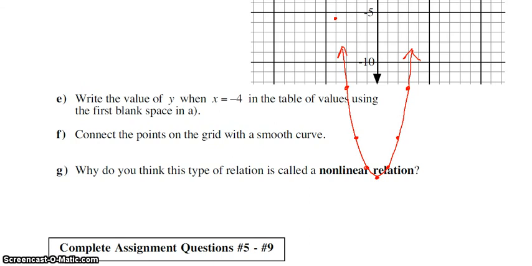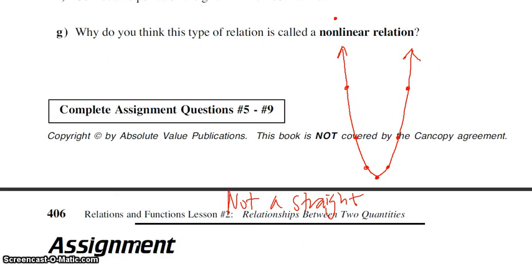All right. And then why do you think this type of relation is called a nonlinear relationship? Because it's not a straight line. It's actually a parabola, it's a curve. This is something that we will learn in grade 11.